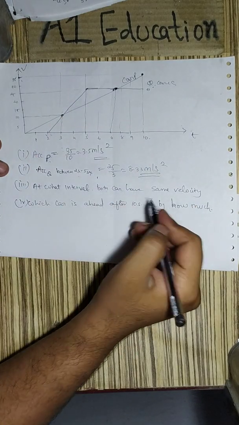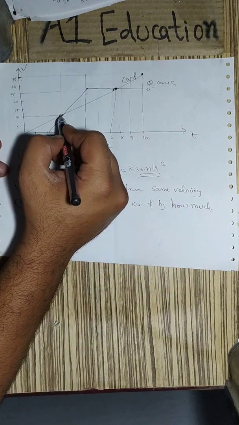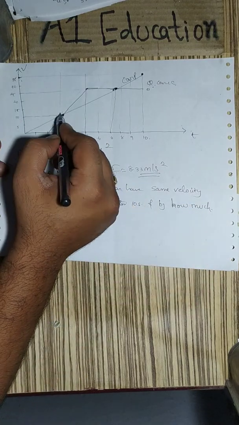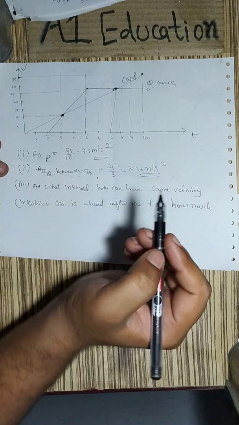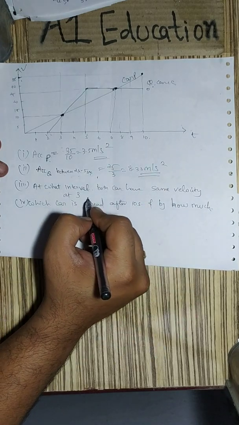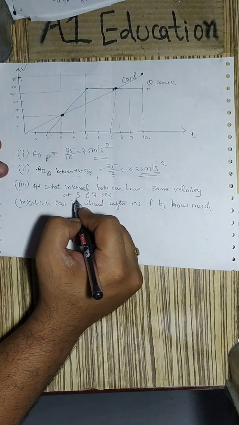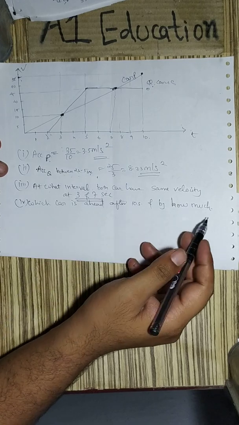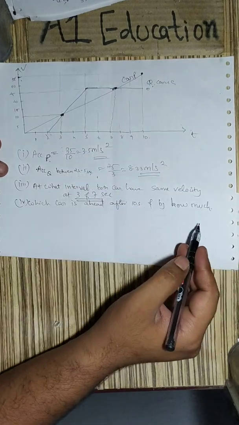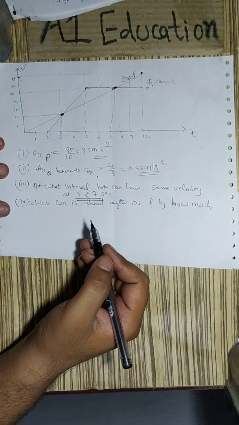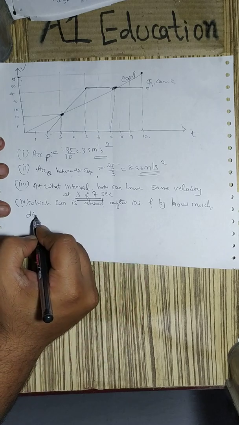At what interval do both cars have the same velocity? Both have the same velocity at 3 seconds and also at 7 seconds. Which car is ahead after 10 seconds and by how much? So we have to calculate the displacement in 10 seconds.